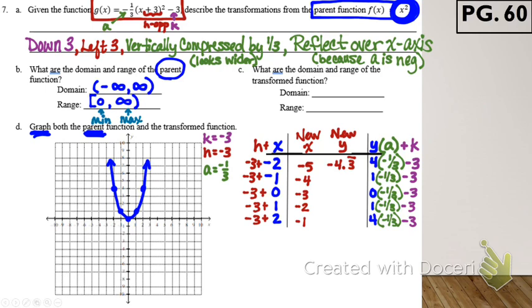-4 is right here. So -4.3 is going to be just a little bit below that. So I'm going to go just below the -4. So far, so good? All right.